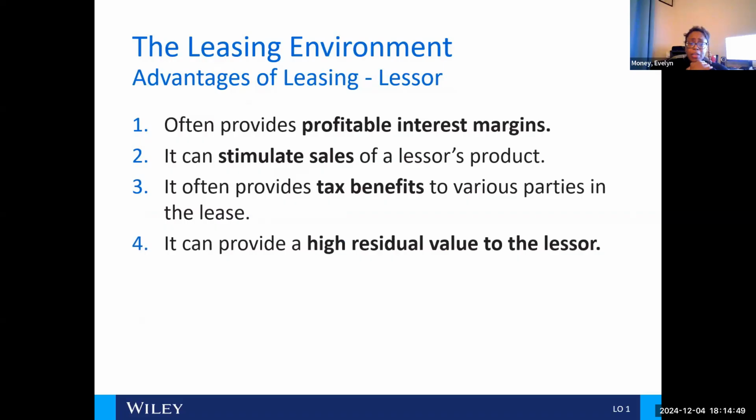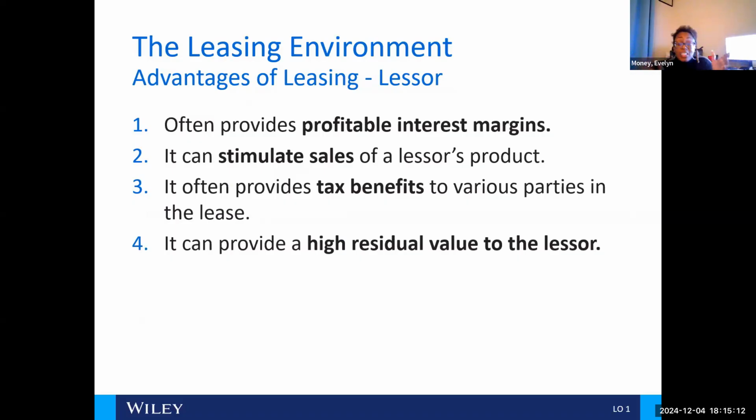From the lessor standpoint, if we're dealing with big ticket items like John Deere equipment or construction vehicles, then we can stimulate sales if we have additional options outside of just purchasing, where the customer has to go out and get a loan. If we offer a leasing arrangement, then we can generate more sales. Of course, I mentioned there are tax benefits.